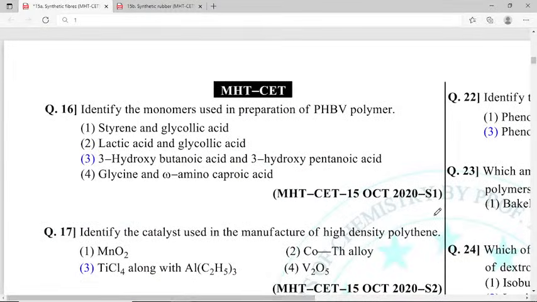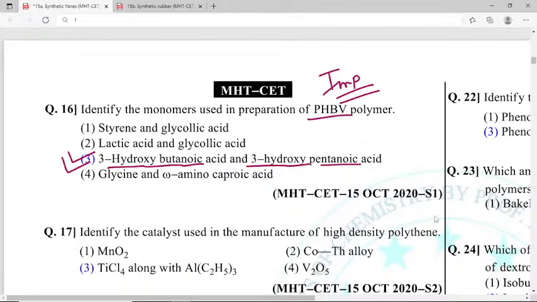Okay, next question. Identify the monomers used in the preparation of PHBV. PHBV is very important. Not styrene, and not lactic acid and glycolic acid. It is 3-hydroxybutanoic acid and 3-hydroxypentanoic acid. This is very important. That is polyhydroxybutyrate-co-valerate.